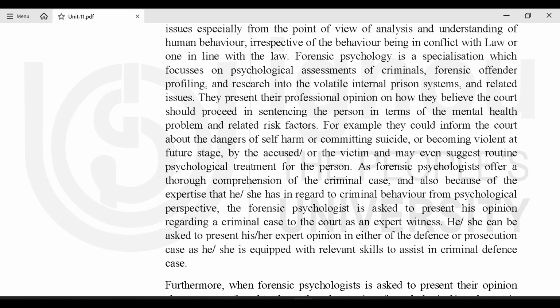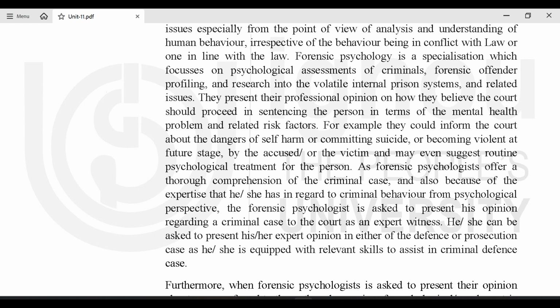Forensic psychology is a specialization which focuses on psychological assessments of criminals, forensic offender profiling, and research into the volatile internal prison systems and related issues. They present their professional opinion on how they believe the court should proceed in sentencing the person in terms of the mental health problem and related risk factors. For example, they could inform the court about the dangers of self-harm or committing suicide, or becoming violent at a future stage, by the accused or the victim, and may even suggest routine psychological treatment for the person.